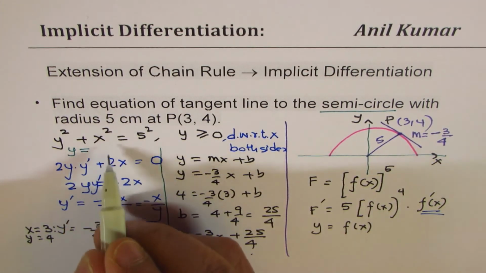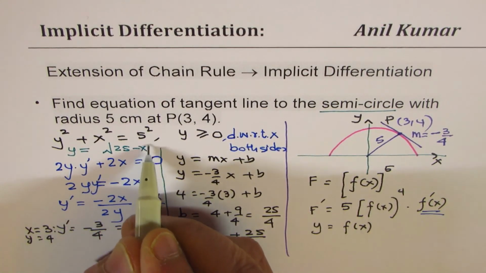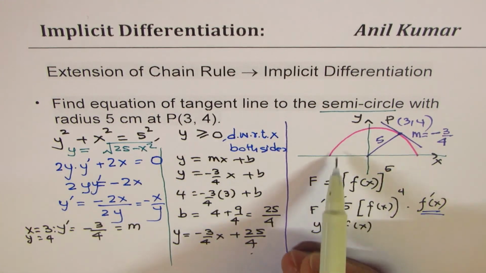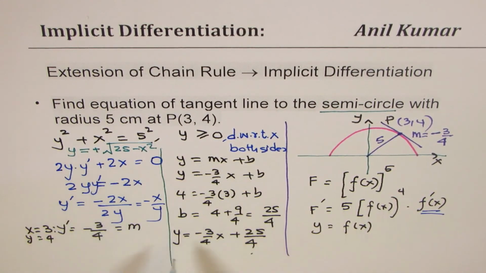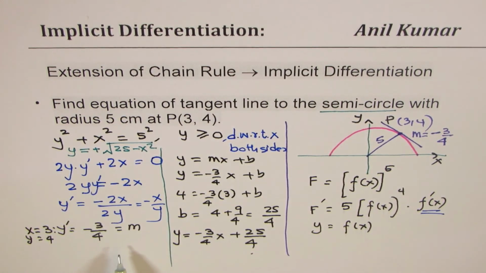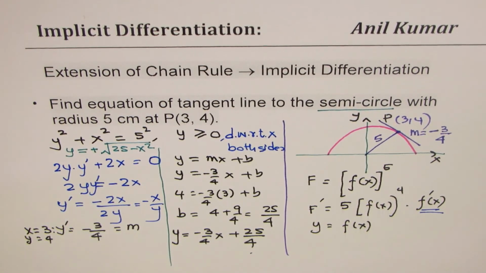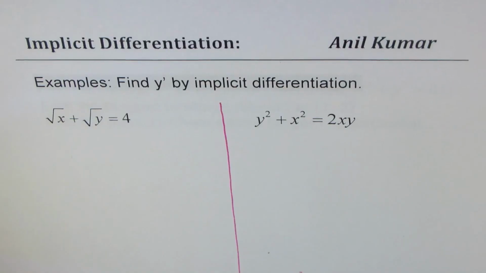You wrote y equals square root of 5 square, which is 25, minus x square. Since we're talking about the positive part, you will take the positive part. And then with the derivative, you get the result, correct? But this time we found it without that. So if you check, you will get the same answer. And this method is called implicit differentiation. So I hope the method is clear to you. Perfect. Now let's take a few more examples.